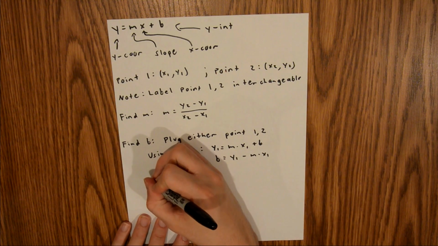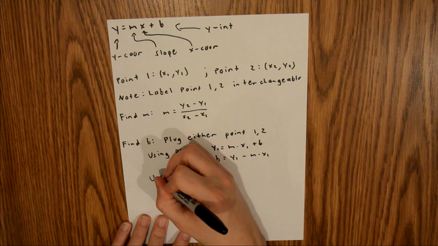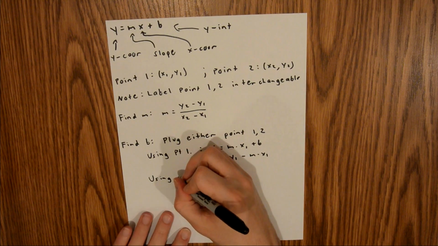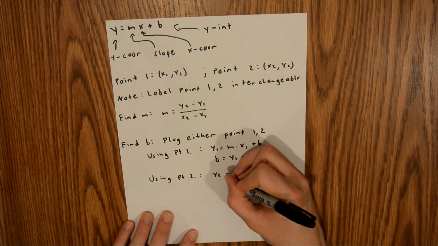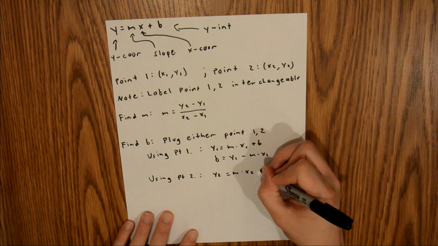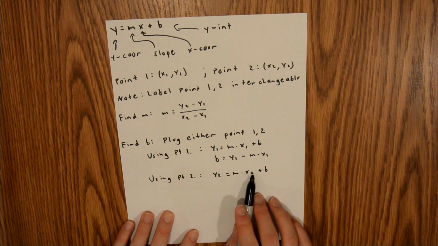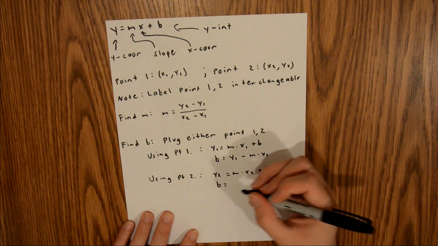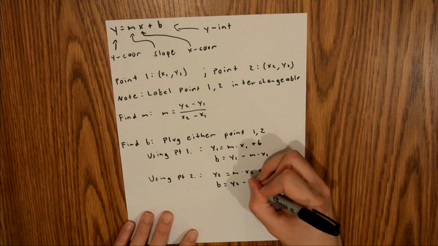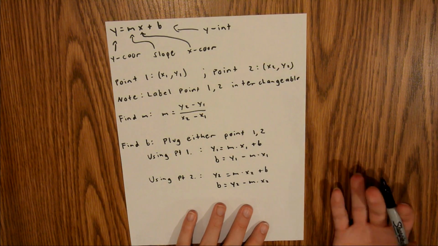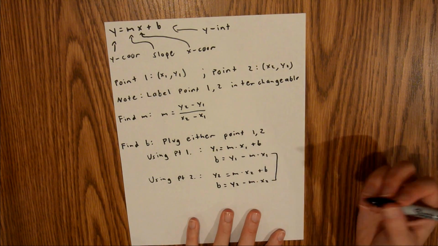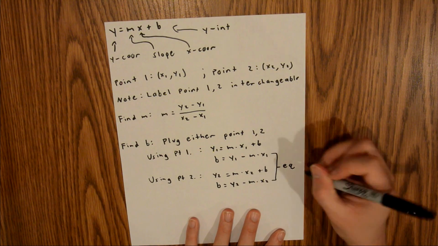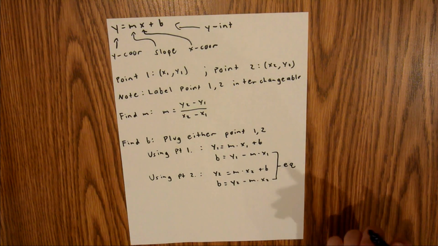And so just for completeness, you can also use point 2, and that'll give you y2 is equal to m times x2 plus b, and again you're going to subtract this term from both sides. You'll have b is equal to y2 minus m times x2. And although it may not look like it from just these variables, the b that you find using these 2 points are equivalent. And so at this point you have found everything you need to determine the equation of the line you were looking for.